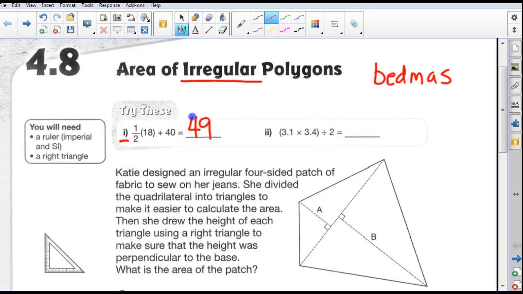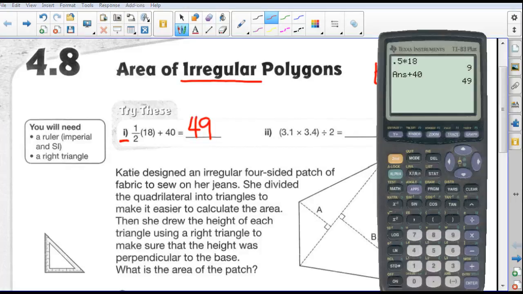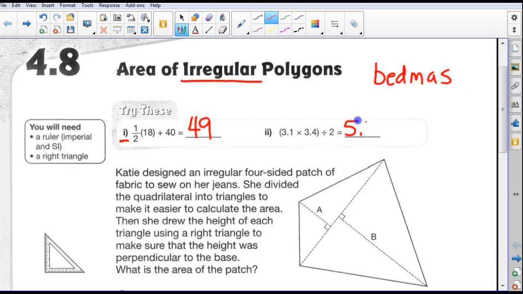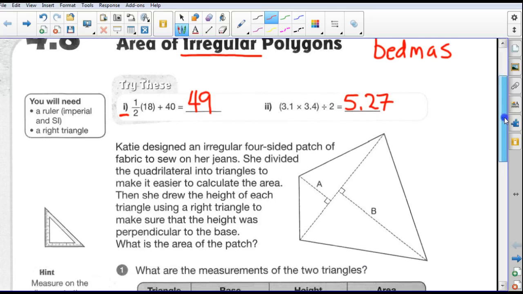Number 2, 3.1 times 3.4 divided by 2. We do the multiplication first, and then the division. So the brackets, 3.1 times 3.4, is in brackets. B is for brackets, so we always do what's in brackets first. So 3.1 times 3.4, we hit equals, and then we take that answer and we divide it by 2, and we get 5.27. So you can see that order of operations is really important when we're doing these calculations.